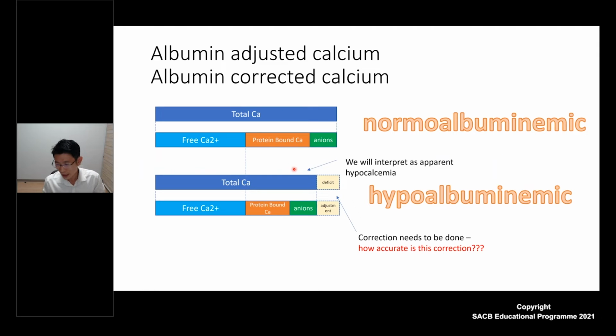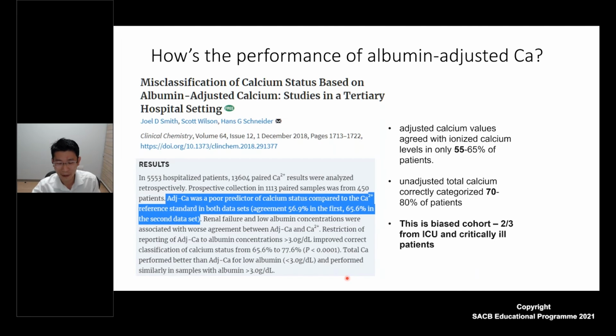Okay, so as we mentioned just now, albumin adjusted calcium is just an adjustment for this apparent deficit so that we can interpret our total calcium better, but it's not really the absolute truth. Sometimes we actually have a three-way battle between total calcium, adjusted calcium, and ionized calcium, and they can disagree with each other, as we have shown just now in my patient case.